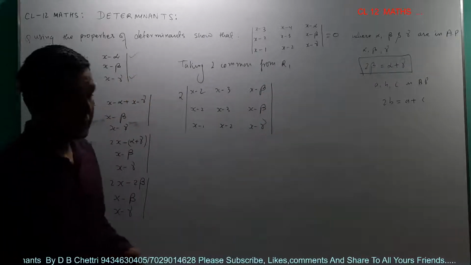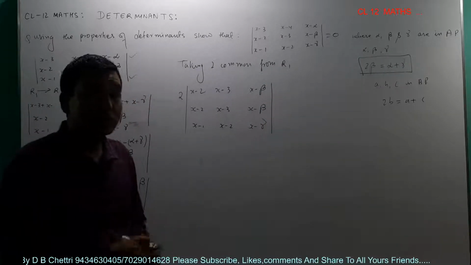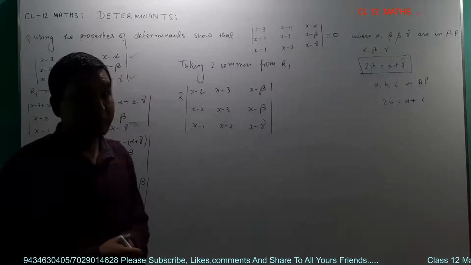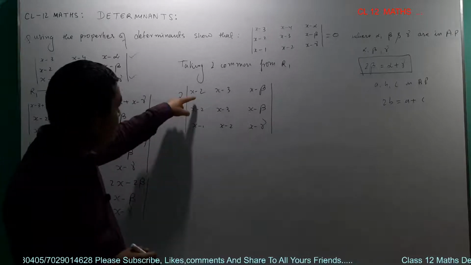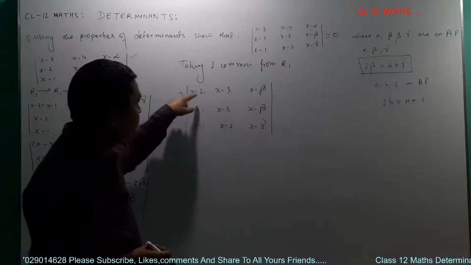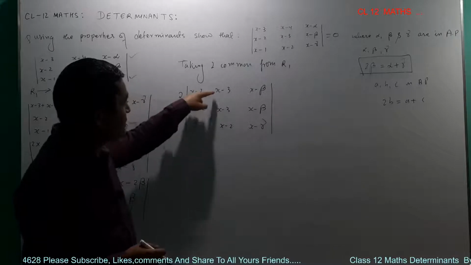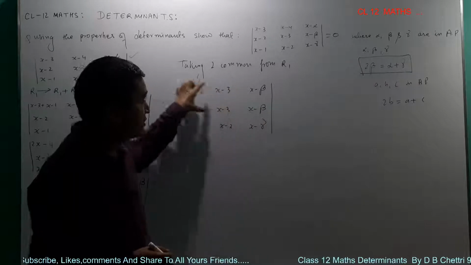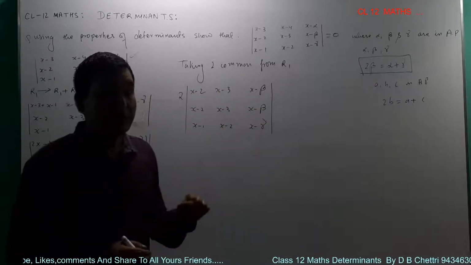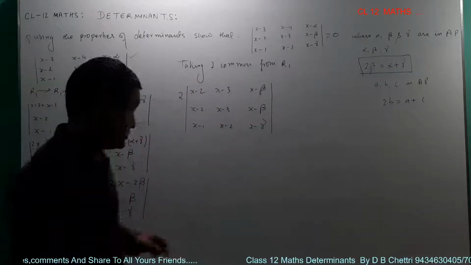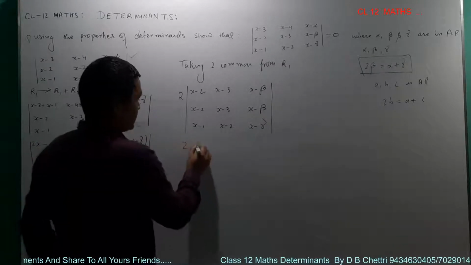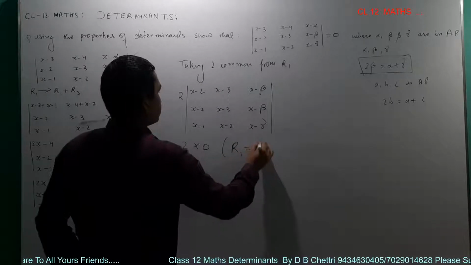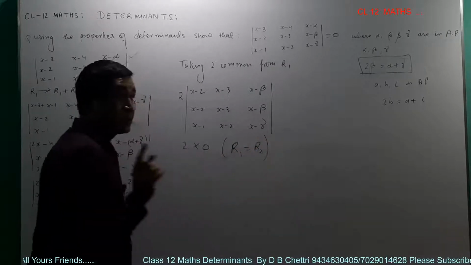According to the property, if any 2 rows or 2 columns are identical, then the determinant's value is 0. Now look at it: R1 and R2 are the same, x minus 2, x minus 2, x minus 3, x minus 3, x minus beta, x minus beta. That means these 2 rows are identical, so their determinant value is 0. That means this is 2 multiplied by 0, the reason being R1 equals R2 according to the property of determinants.